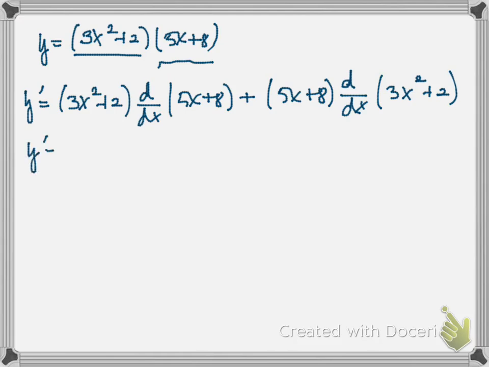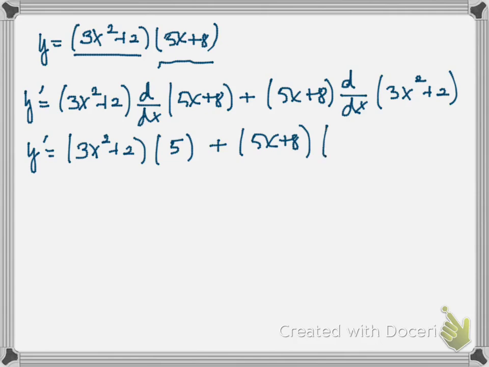So y prime equals 3x squared plus 2 times the derivative of 5x plus 8, so this is the power rule now. The derivative of 5x is 5. The derivative of 8 is 0. Plus 5x plus 8 times the derivative of 3x squared plus 2. So the derivative of 3x squared is 6x, and the derivative of 2 is 0.